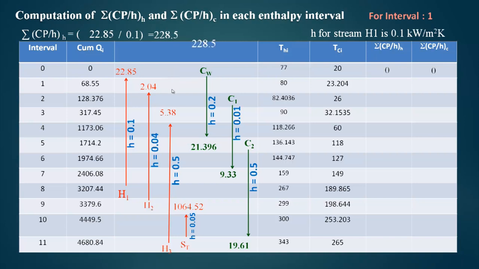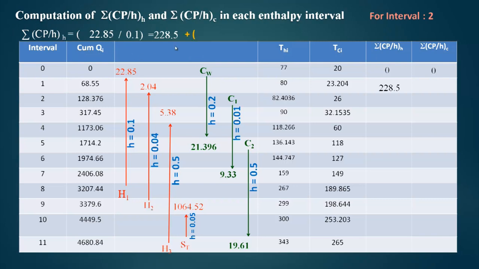Now, for the second, this goes to here, 228.5, and for this interval we have two streams which are working. So, we have already computed for this stream. So, we will use this result and then we will newly calculate it for these streams, that means 2.04 divided by 0.04, and we then add them up with the value which we compute for this stream, the total will be written here.